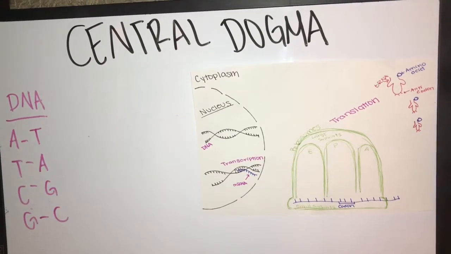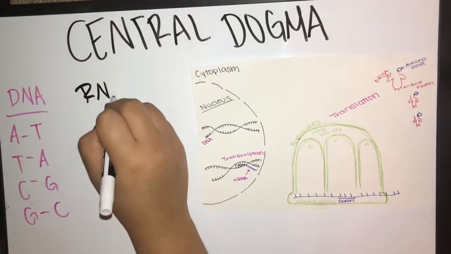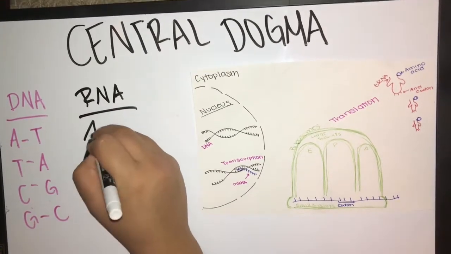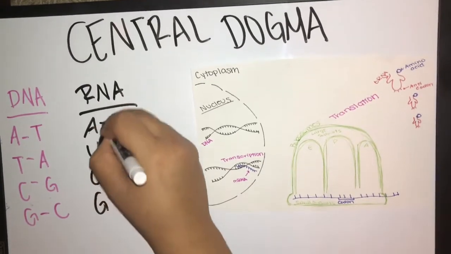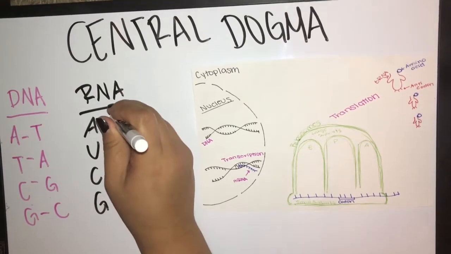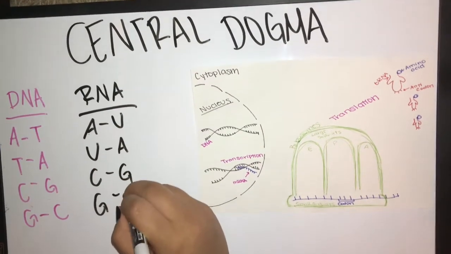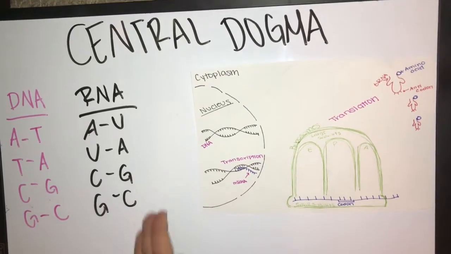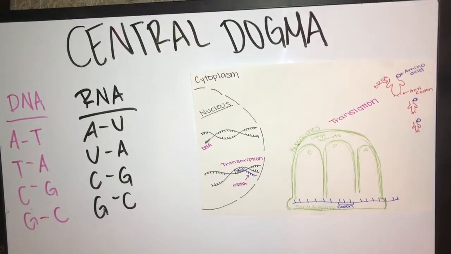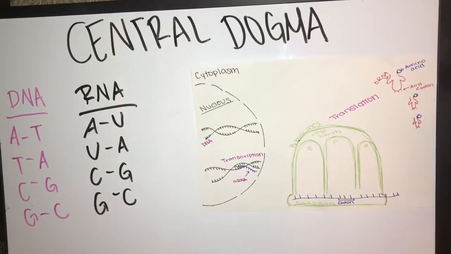Now, RNA is a little bit, just a tad bit different, but to be honest, it's not that different at all. There's an A, there's a U, there's a C, and there's a G. Same thing. A pairs with U, U pairs with A, C pairs with G, and G pairs with C. The only thing that changes is the U and T.